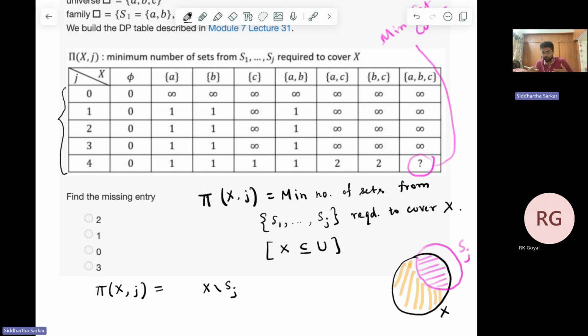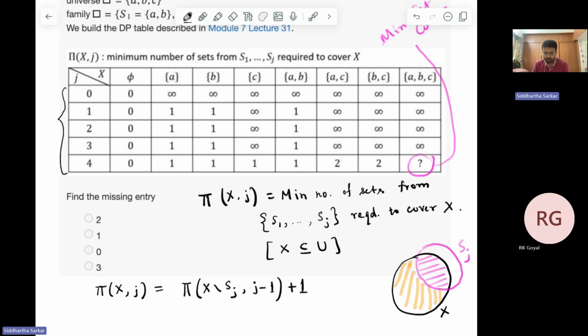If you take Sj, then you have to cover the remaining part, but you are not allowed to take Sj anymore. So you are allowed to take any of the remaining j minus 1 sets. But you have already taken Sj, so whatever you get from this table entry, plus 1, because you have already taken Sj. So the count of how many sets you have taken increases by 1. This is one possibility, when you have definitely taken Sj to cover X.